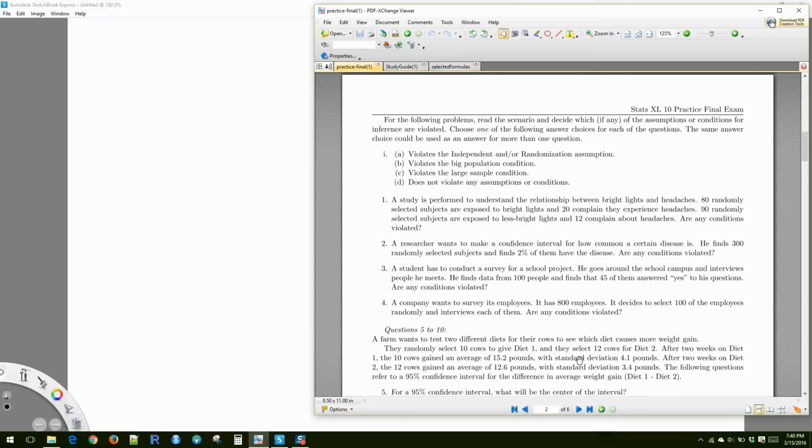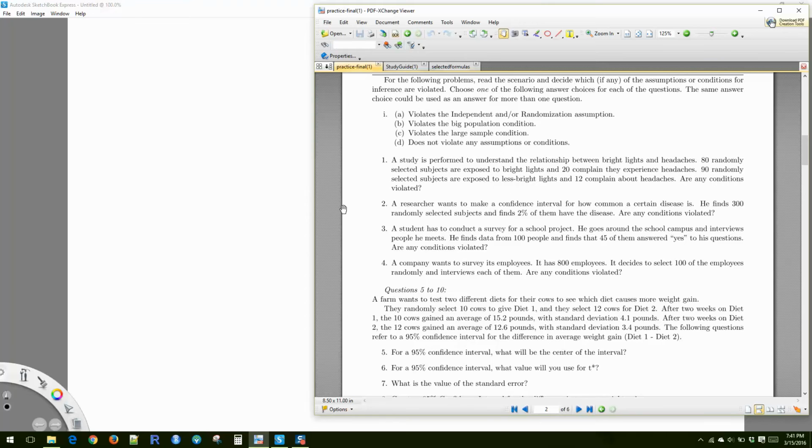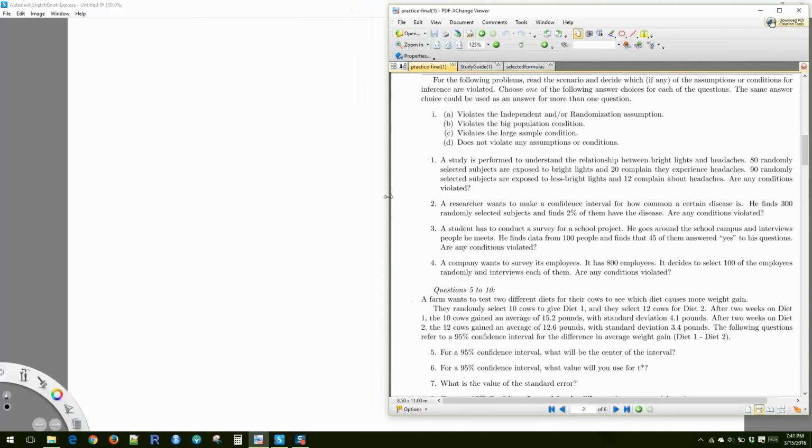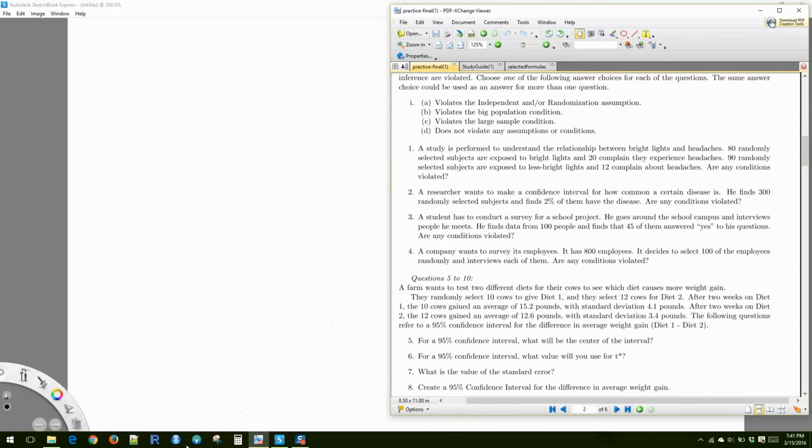Okay, so we'll work through the entire practice final. If you have any questions along the way, don't hesitate to raise your hand and ask. This is just to make sure everybody is comfortable with all the material we've covered. If anything doesn't make sense, just raise your hand, and I'll do my best to answer.